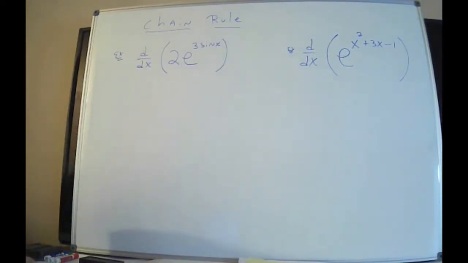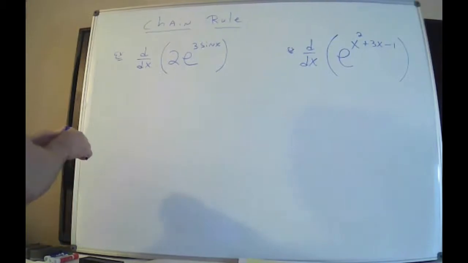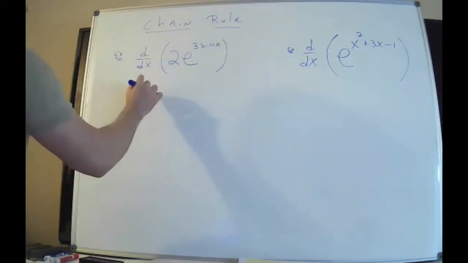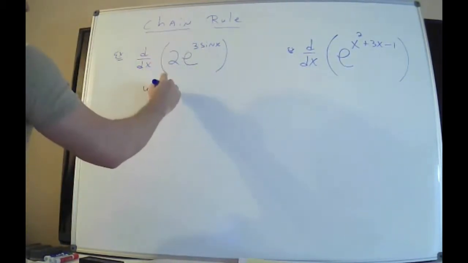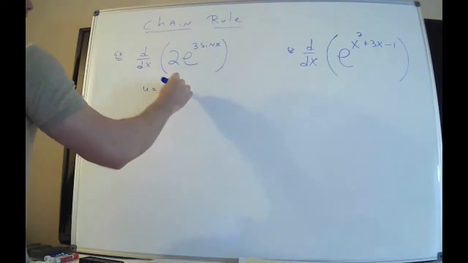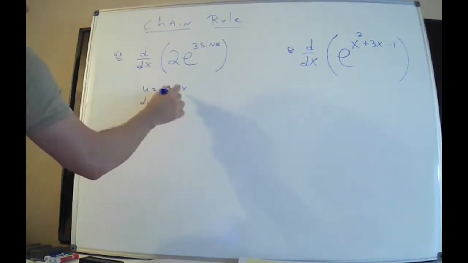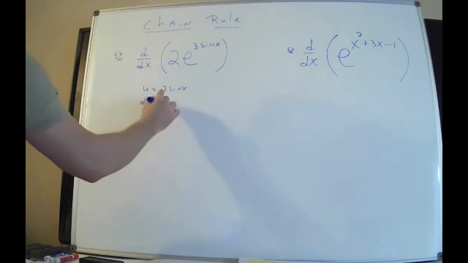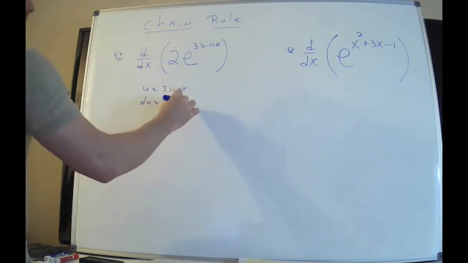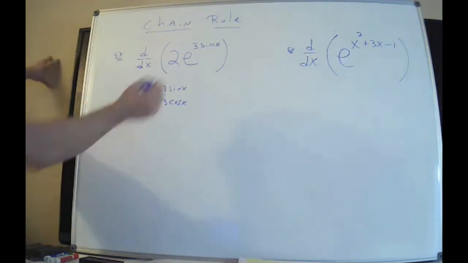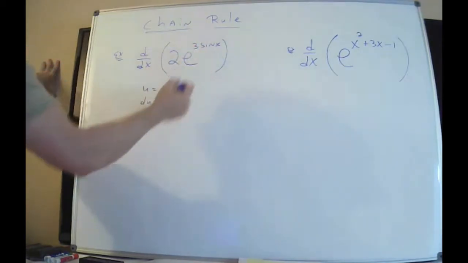The derivative of e to the u is e to the u times du. Now, I like to put the du in the front. I'm still going to write the u for you. The u is 3 sine x. The derivative of sine is cosine. What do you do with the 3? Nothing. Just leave it there. So there's the u and the du. I don't necessarily need to rewrite it, but I will.